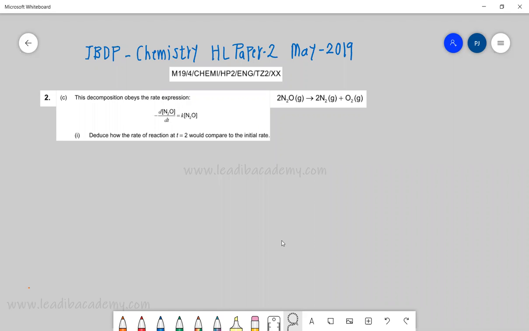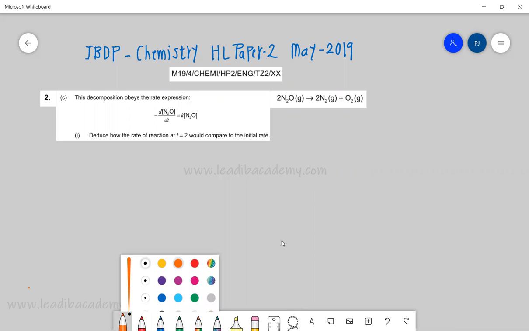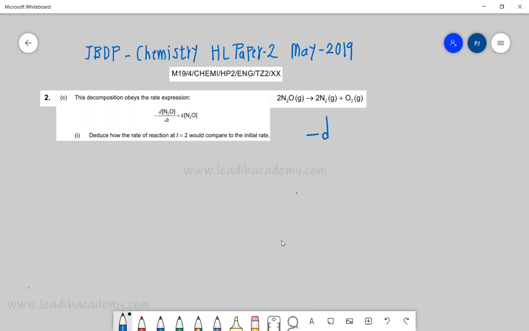Okay, let's look into the next question. 2C, decomposition obeys this rate expression. This is in the differential form. So it is given like this: minus d[N2O]/dt is equal to k[N2O].